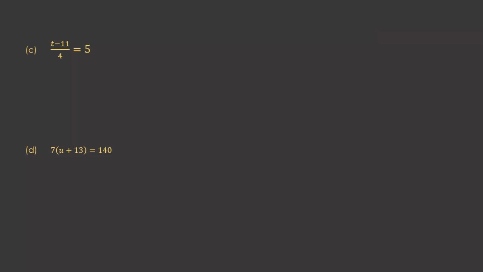Now moving to this example, the first thing that happens is we take away 11 and then we divide by 4. So we take away 11 and then divide by 4. So the sequence that we want is we want to multiply by 4 and then add 11. So what I'm going to do to start with is start with my t take away 11 over 4 equals 5. And I'm going to multiply both sides by 4.